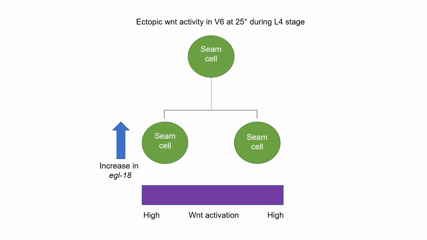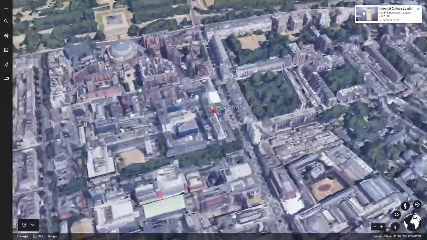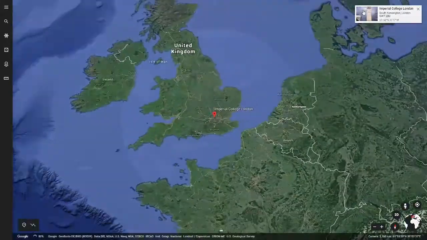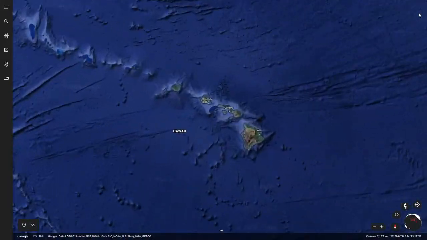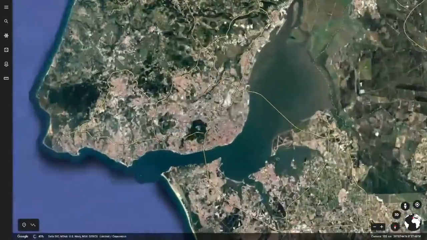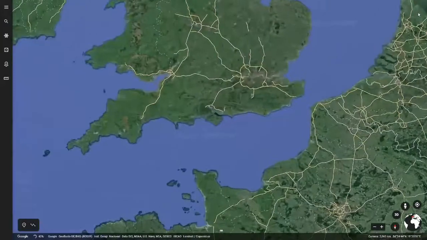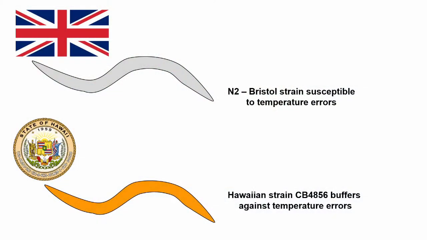Following these results, we investigated seam cell number in C. elegans isolates from around the world. From these isolates, we found varying sensitivities to seam cell errors at 25 degrees, with the Hawaiian strain CB4856 able to suppress errors in seam cell duplication. Our results suggest that cryptic genetic variation may be able to buffer the response to temperature-mediated phenotypic errors.